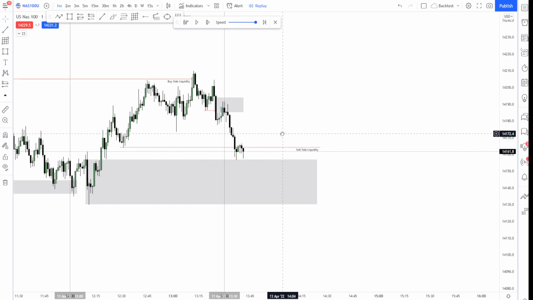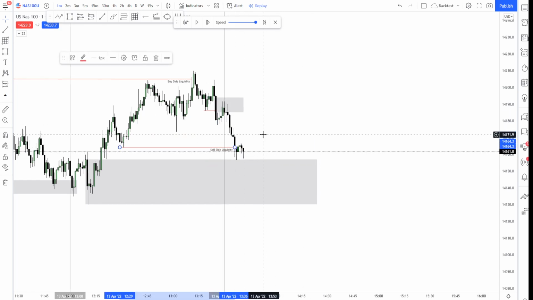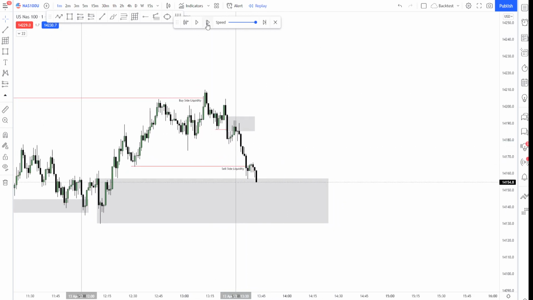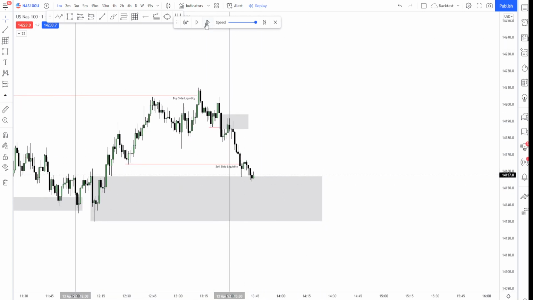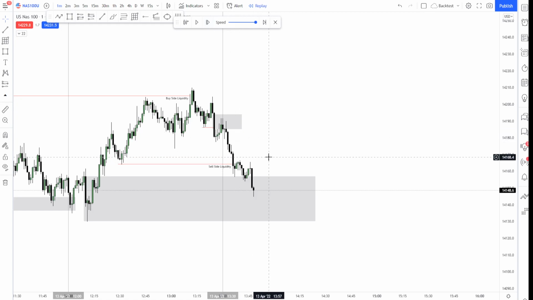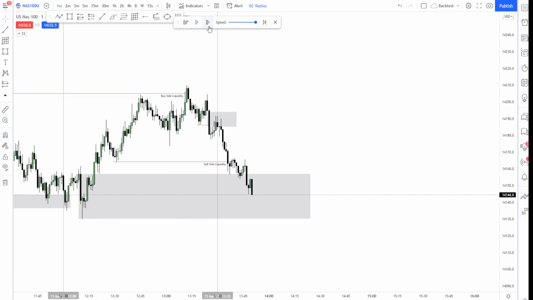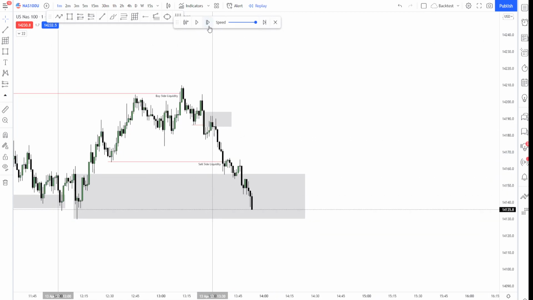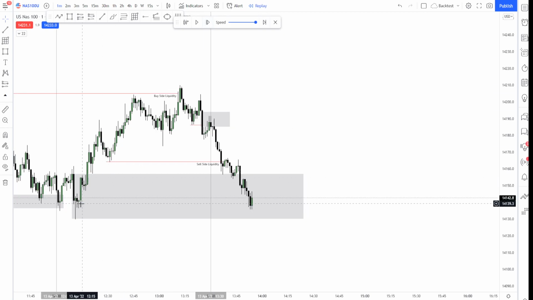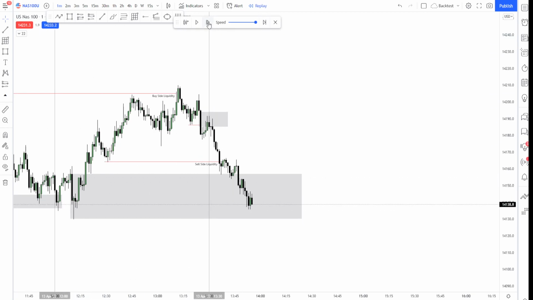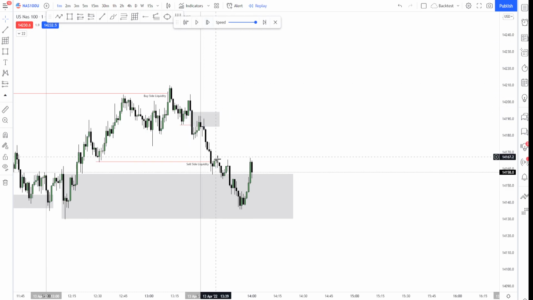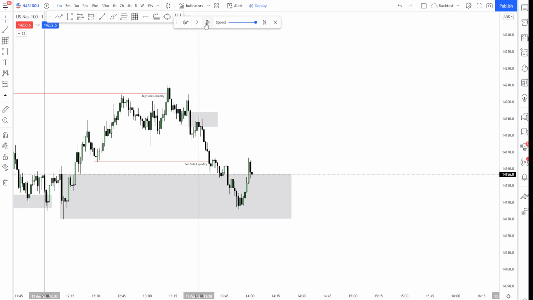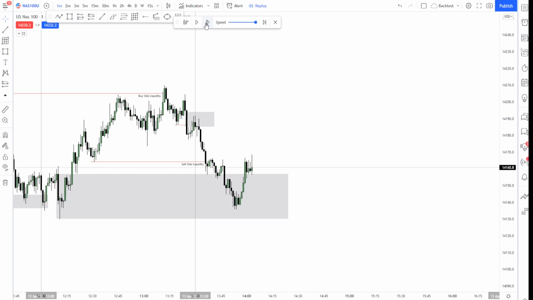Okay, now price is taking the sell-side liquidity. Now we should be looking for a buy. Price comes into this area, no break of structure, so nothing valid yet. Okay, price doesn't take it this low. Look for a displacement candle up. Has price broken structure here? Yes, it has.